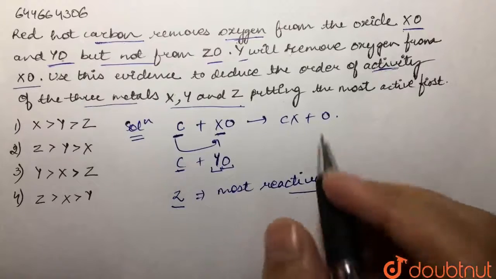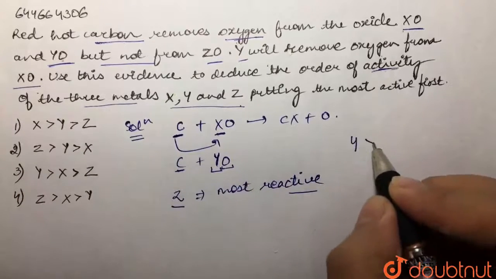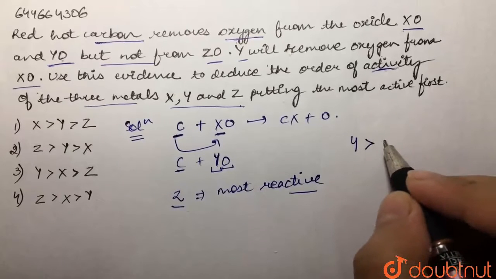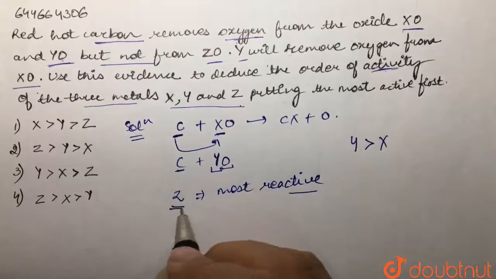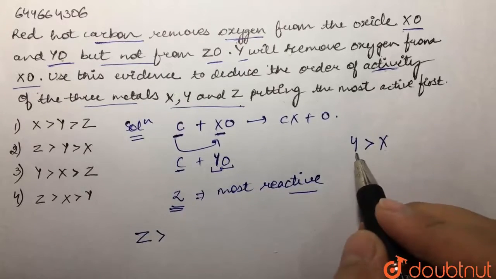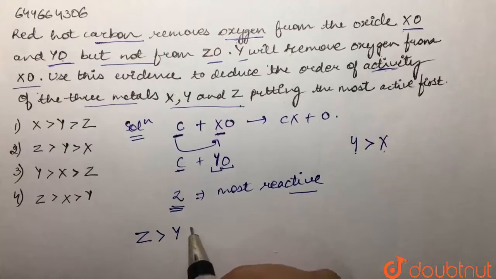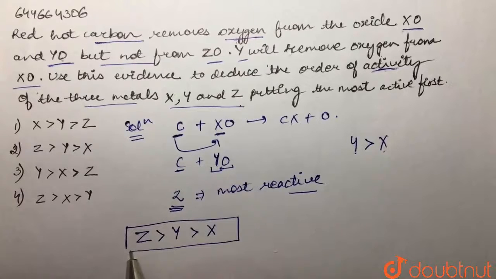Then they are saying that Y will remove oxygen from XO. That means Y is definitely more reactive than X, and Z is the most reactive one. So we have Z first, and Y has a greater reactivity than X, so then we have Y, and at last we have X. So this would be our order of reactivity for these metals.